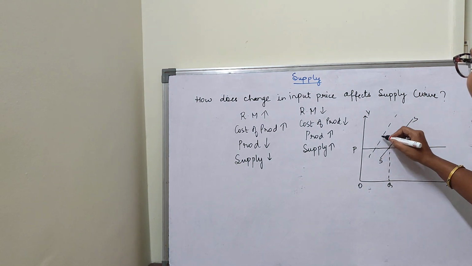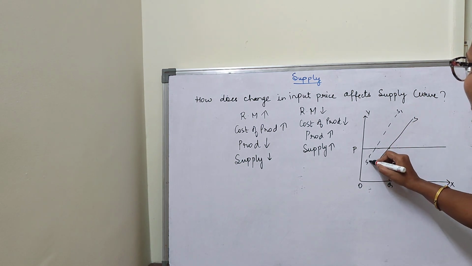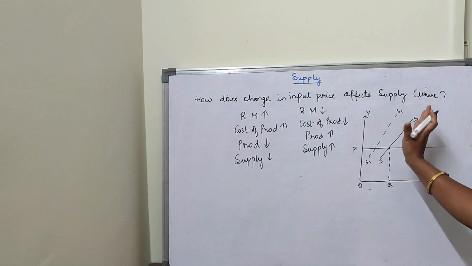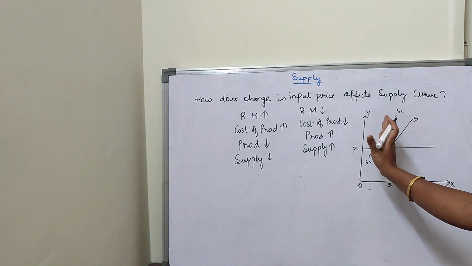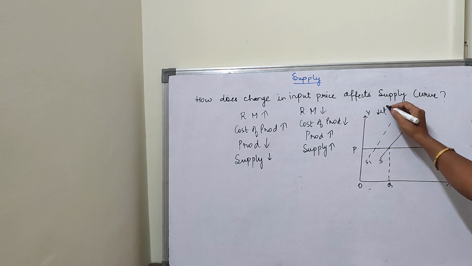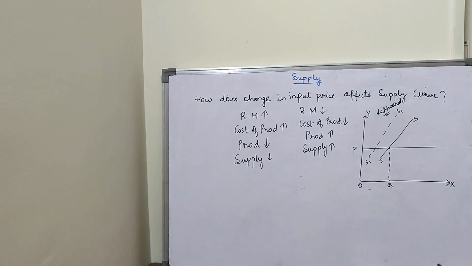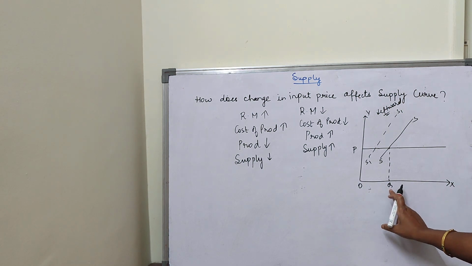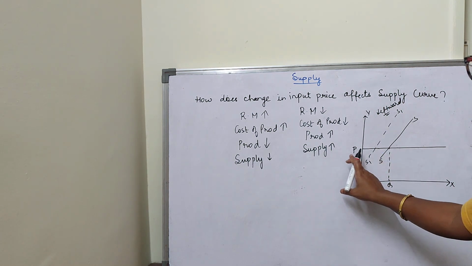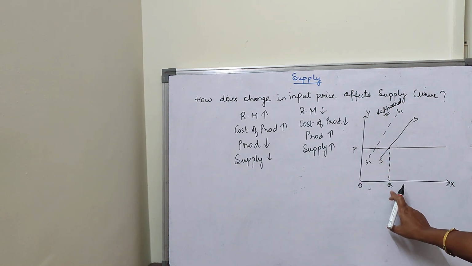That means I can say it is the S1 curve. The whole supply curve will shift to the left side. This is the leftward movement. This is the decrease in supply, or the leftward movement. OP is the price which is constant and OQ is the quantity supplied.